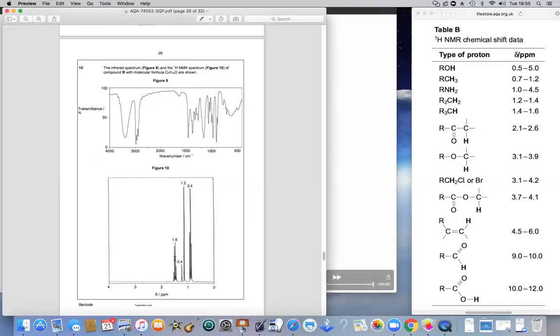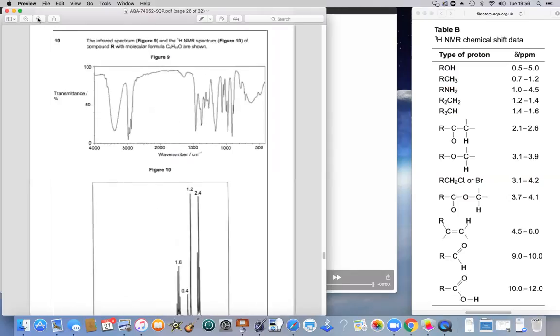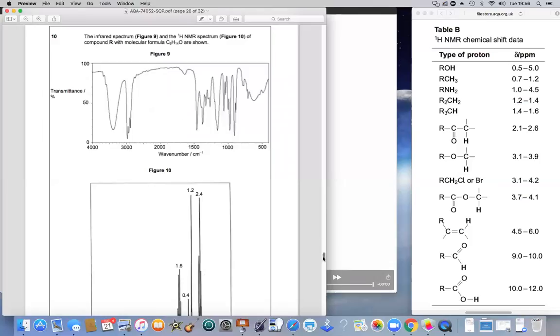The other thing is, we have a look at our proton NMR. We have 4 peaks. That tells you that we have 4 unique proton environments. Hopefully that's the kind of information you can pull out pretty much straight away. We have our relative integration values of 0.4, 1.6, 1.2, 2.4. The molecular formula is C6H14O.